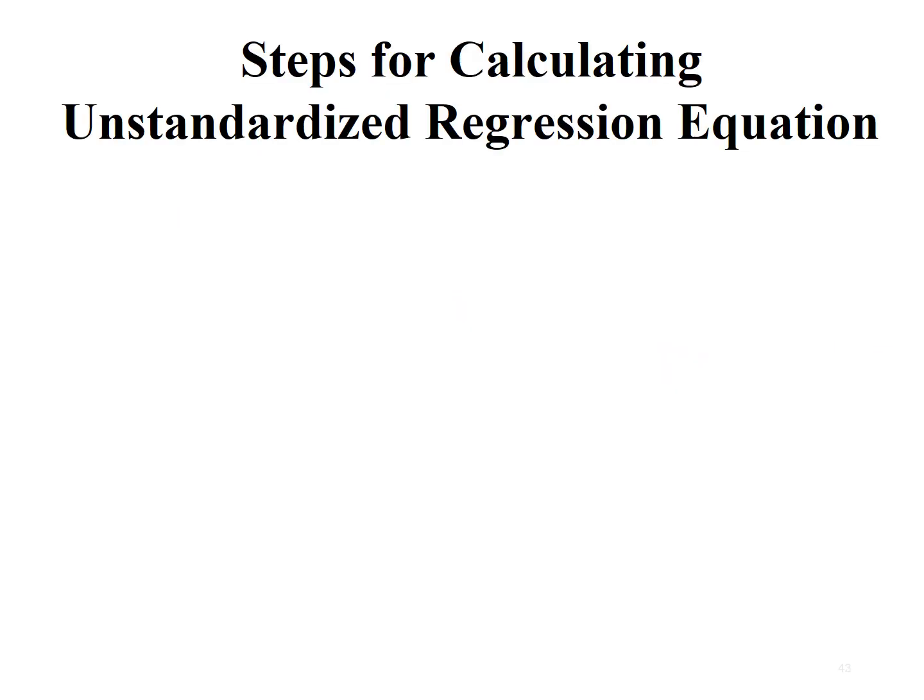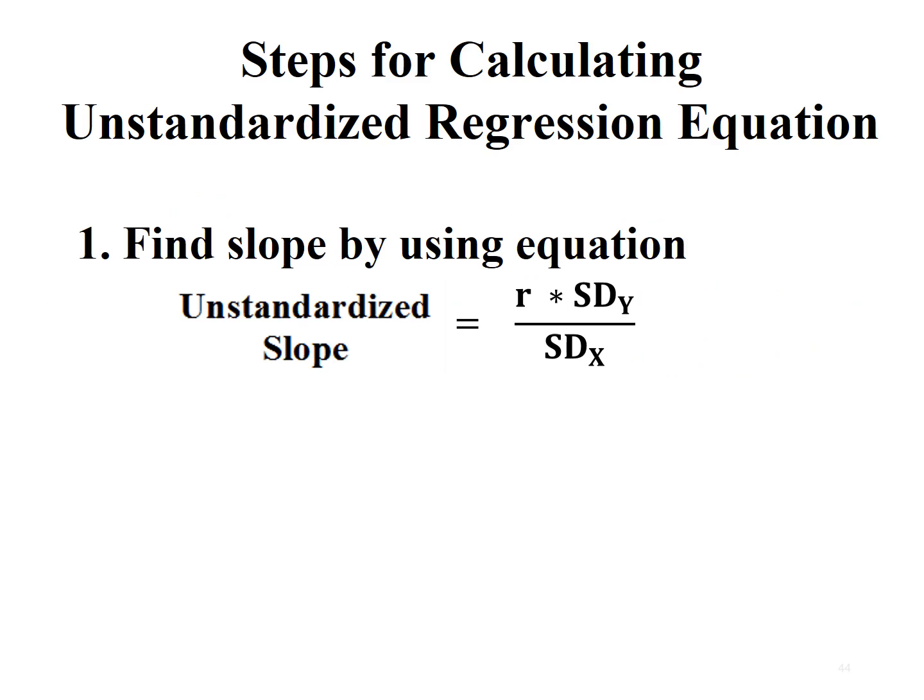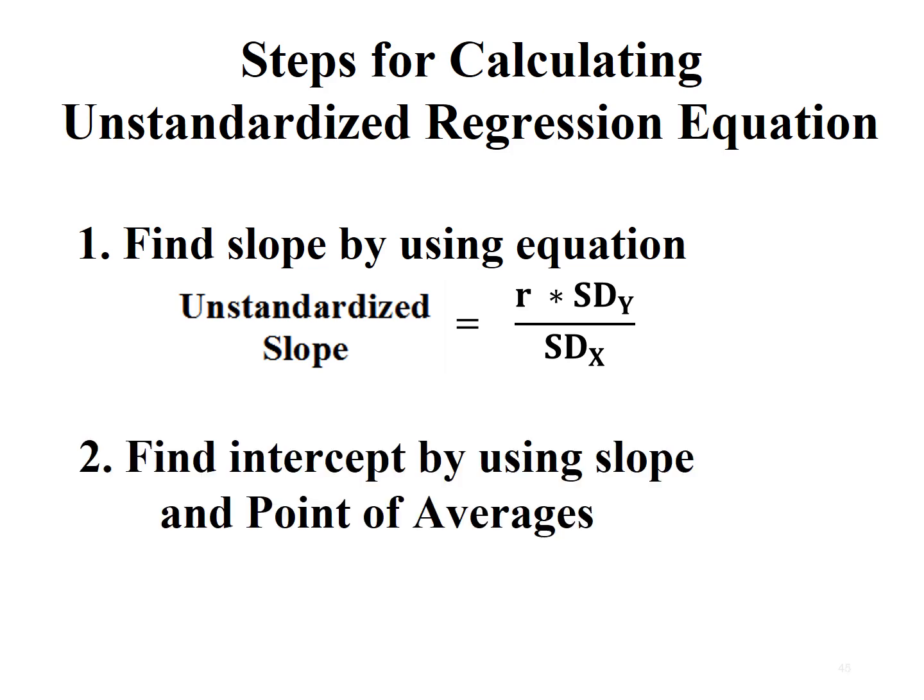So let's go over the steps again, the steps for calculating the standardized regression equation. First, you're going to need a slope. You're going to use this formula to find the slope. Once you find the slope, then you're going to need to find the intercept. So you're going to need a point. That point is going to be your point of averages. And then from there, you solve for your intercept. Once you solve for your intercept, then you plug your values into your general equation of a line.